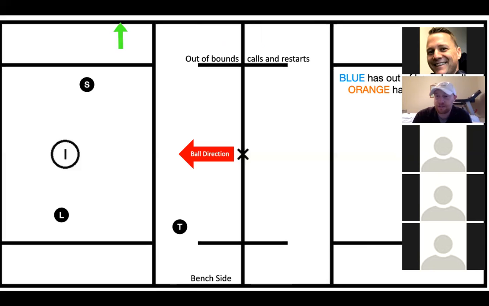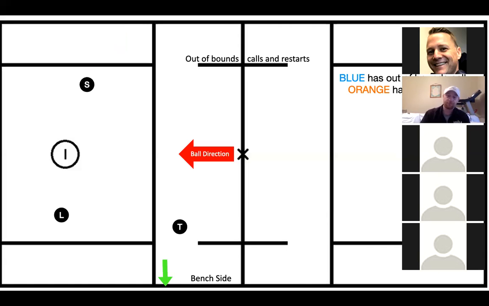Now we're in a settled situation. Lead is in his position. Single is in his position. Trail is in his position. This is a settled play situation. Ball goes out of bounds on the far sideline. Who's going to have the out of bounds and the restart? Well, the single is going to have both in this instance. The reason the single is going to have this is because it's in the alley.